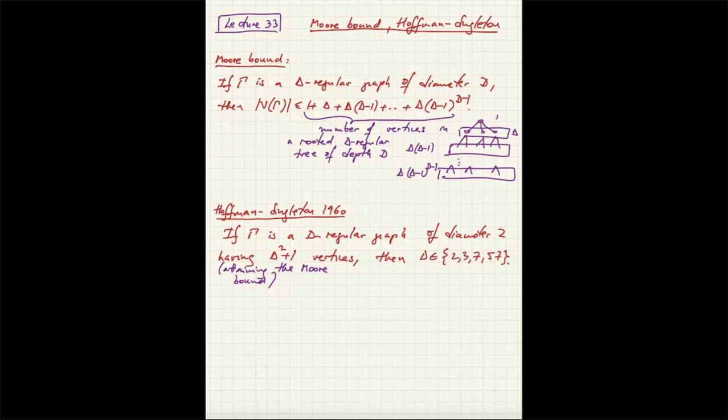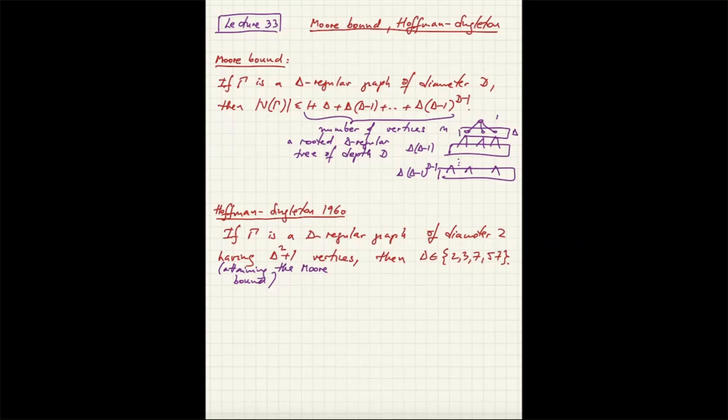So the Moore bound states that if a graph is delta regular, and it has diameter d, then the number of vertices is bounded from above by this expression, 1 plus delta plus delta times delta minus 1 plus and so on, the last term being delta times delta minus 1 to the power d minus 1.